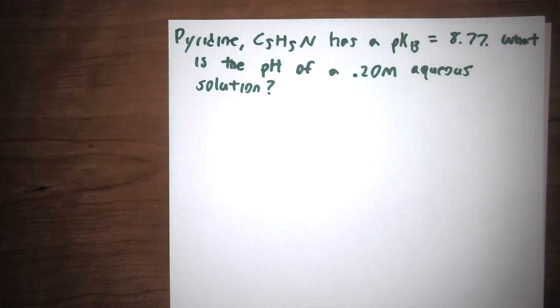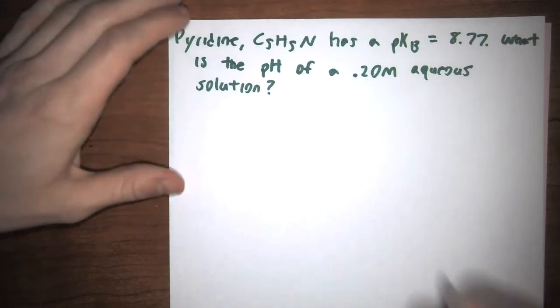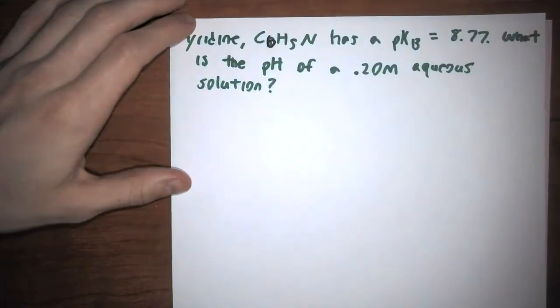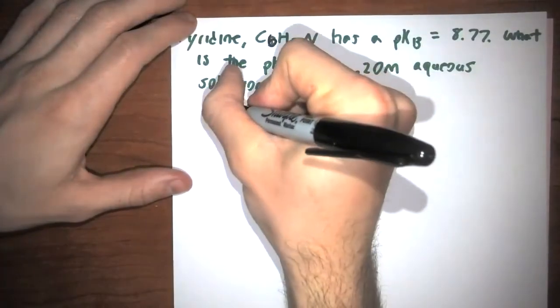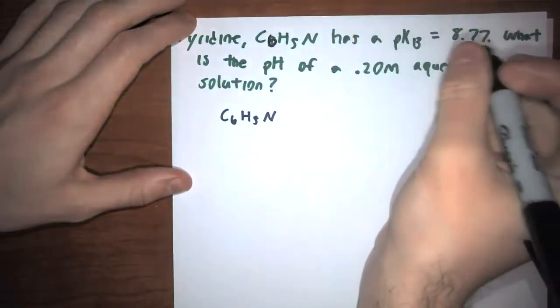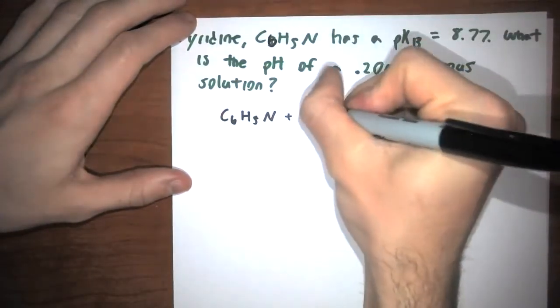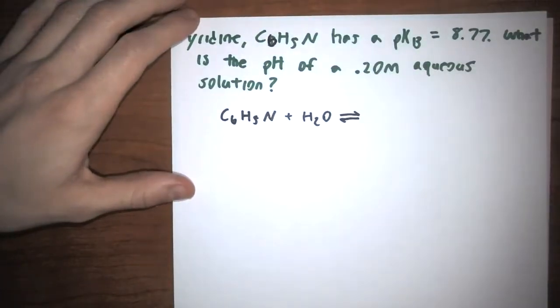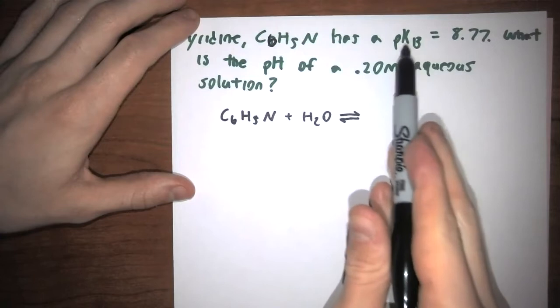What's the first thing I should do before doing any math, before writing any ice tables? The first thing I should always do for the rest of the semester on any problem is write a chemical equation. Pyridine is C6, that's my bad. So we have C6H5N plus H2O. We know pyridine is a base because it has a pKb given.